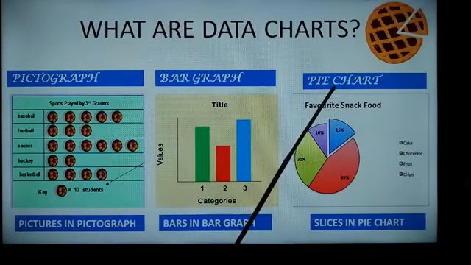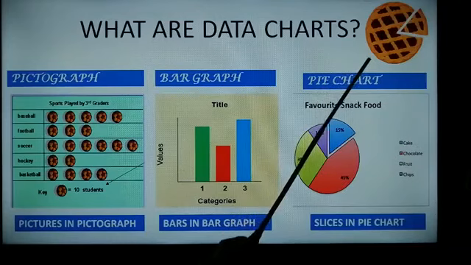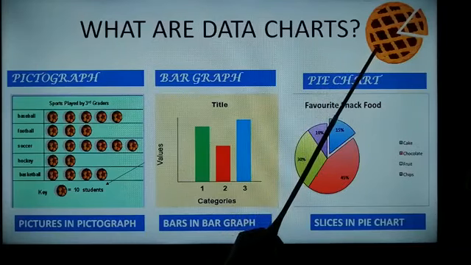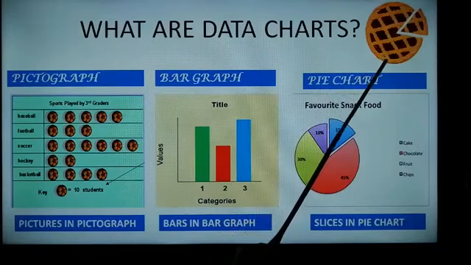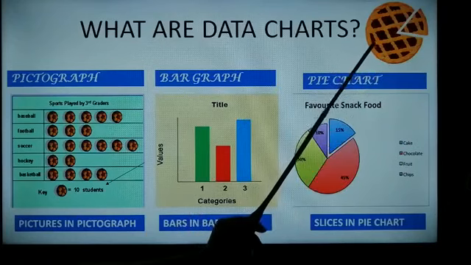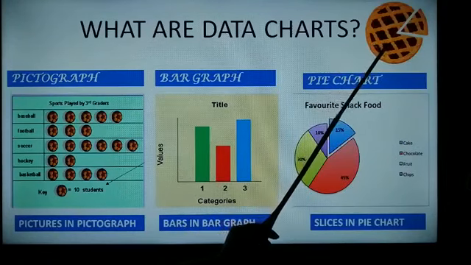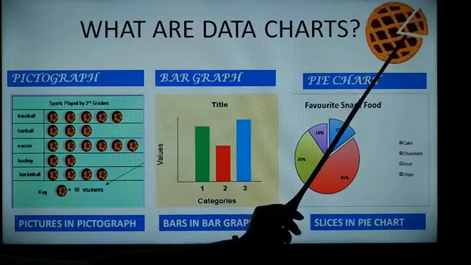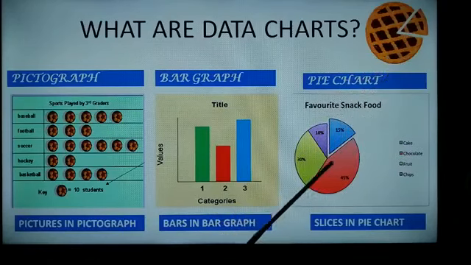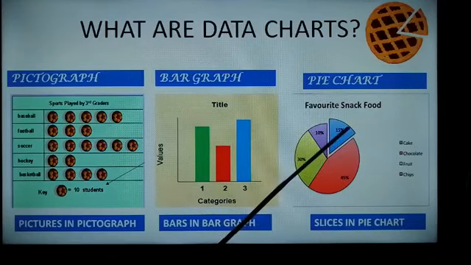When you hear the word pie chart, maybe you remember the pie. Everyone likes it. It's a food item, isn't it? When we buy a pie or pizza, we cut it into slices. In the same way, a pie chart is a circle shape and we cut it into slices. That is slices in a pie chart. Okay, now we will move to the next slide and we will learn in detail.